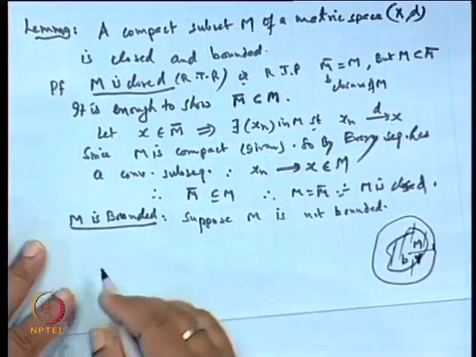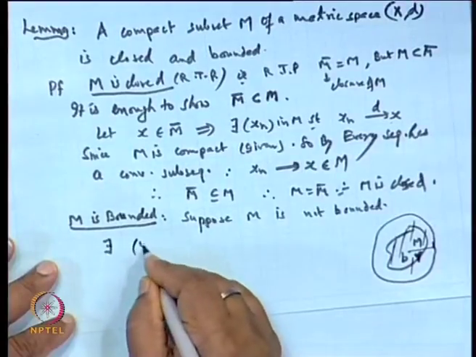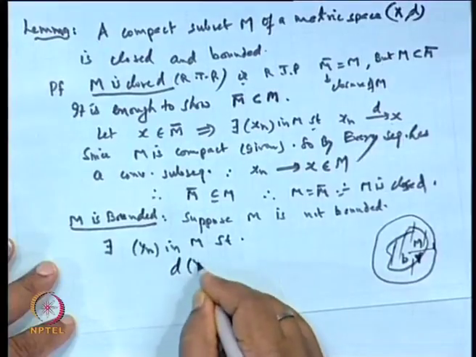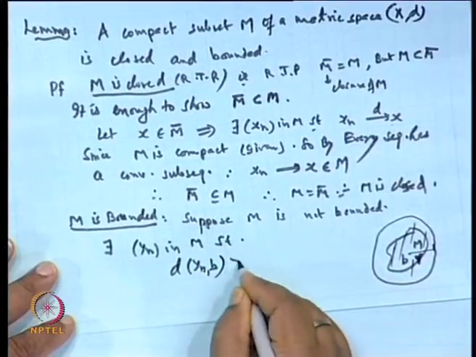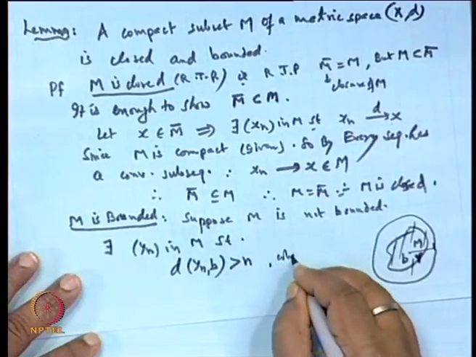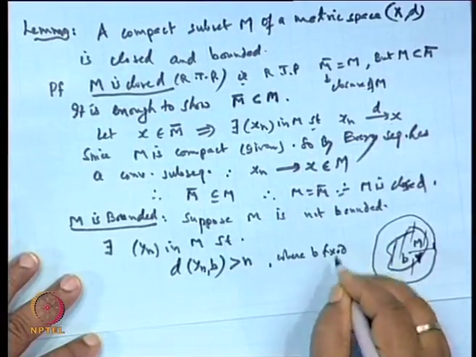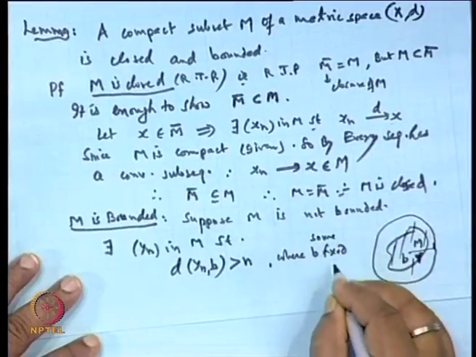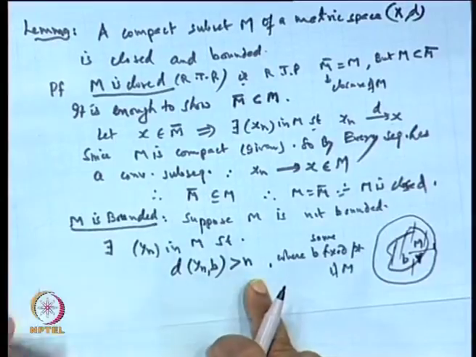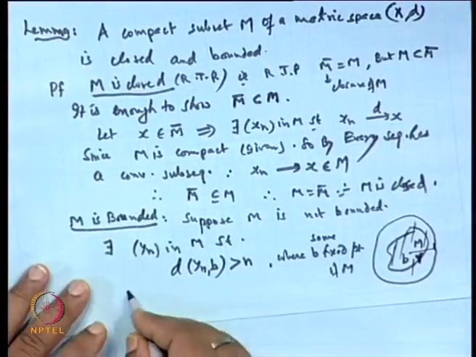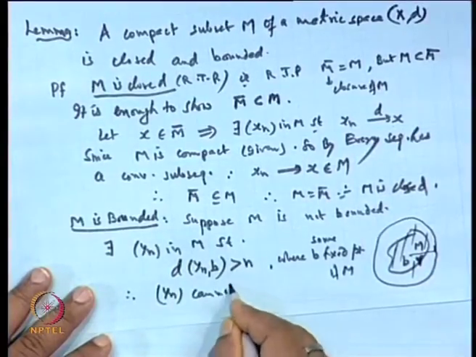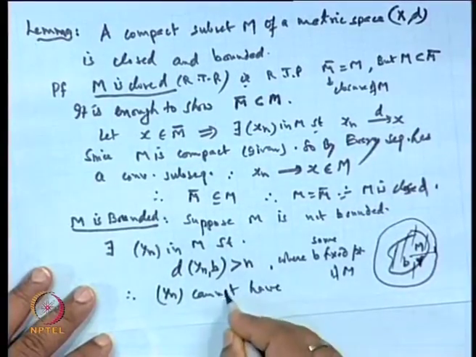So if M is not bounded, there exists a sequence y_n in M such that the distance of y_n from some fixed point B is greater than n, where B is a fixed point and y_n is a point of M. As n increases, the distance keeps on increasing. Therefore, this sequence y_n cannot have a convergent subsequence.